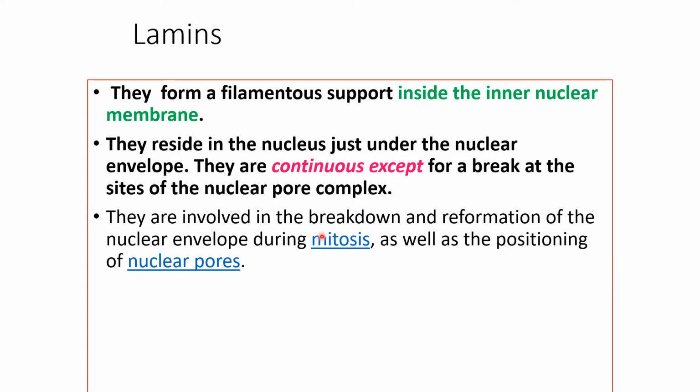They are involved in the breakdown and reformation of the nuclear envelope during mitosis, as well as positioning of the nuclear pore. You know, during cell division, the nuclear envelope will disappear and the chromosomes will divide. After division, the nuclear membrane will reform again. What helps the breakdown and the reformation of the nuclear envelope is the lamin.